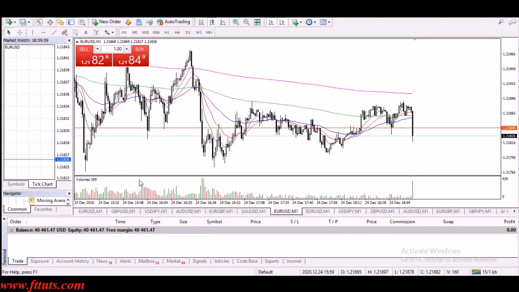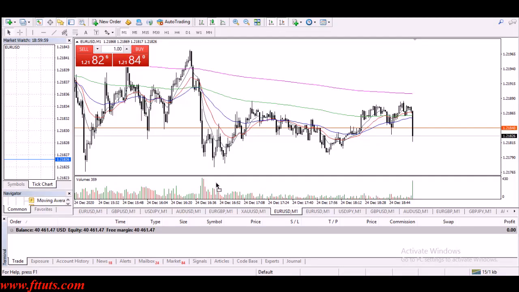Therefore, you go here on the left into your navigator tab and you scroll down. You have accounts, you have many other tabs. You keep scrolling down till you find the indicators tab. You click on the indicators tab and you scroll down till you find the moving average tab. As you can see here, I have moving average, and you click on it as I did. You click on it and you drag it on the volume indicator.